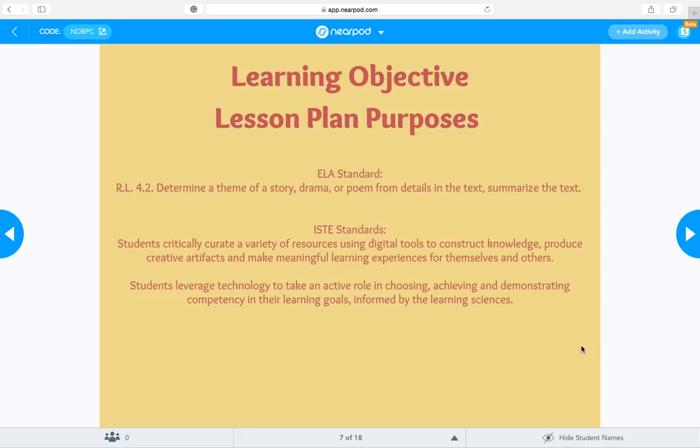And so this is the lesson plan purposes. So that's basically just the ELA standard, which I just read, and then the ISTE standards. And these would both be on the BW template.